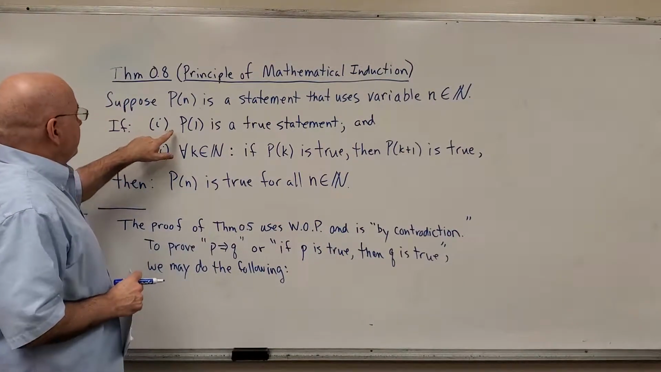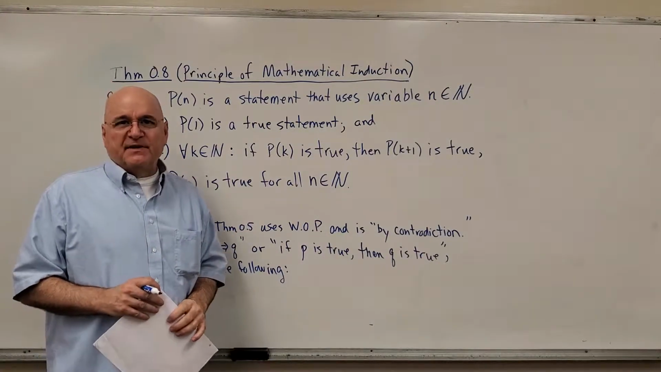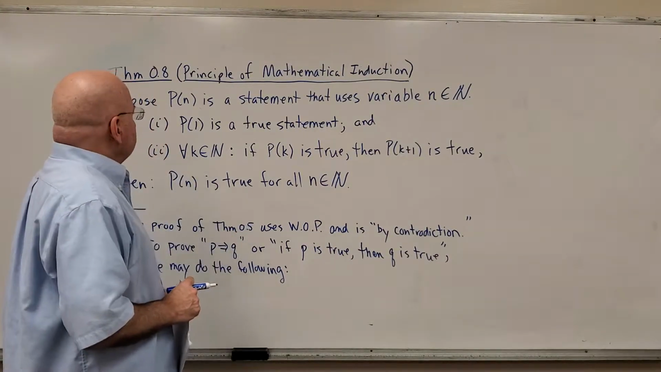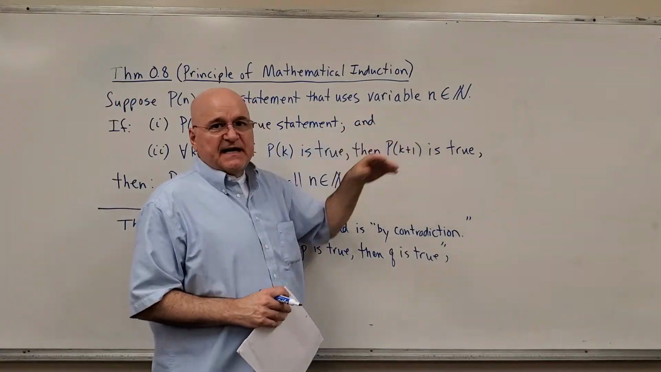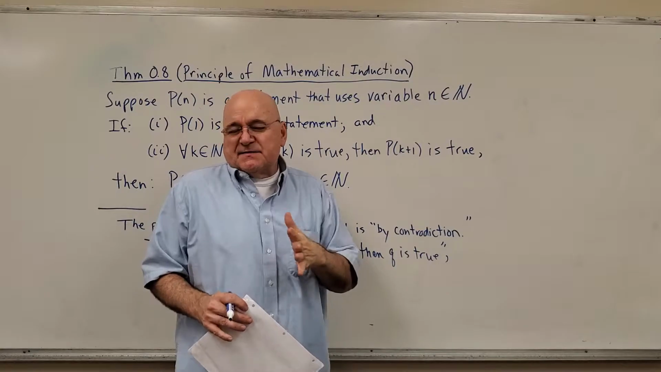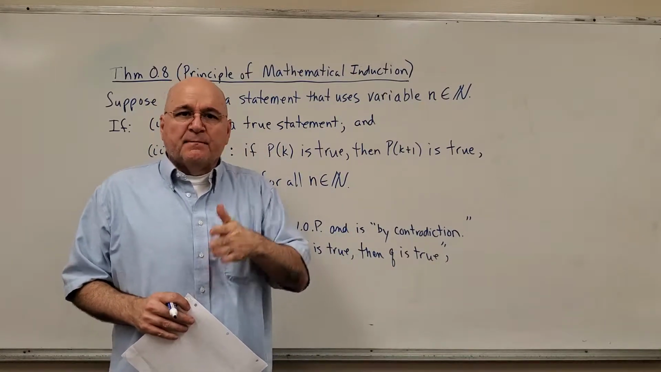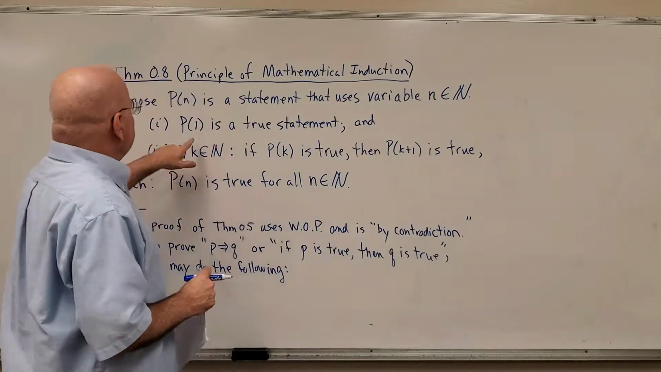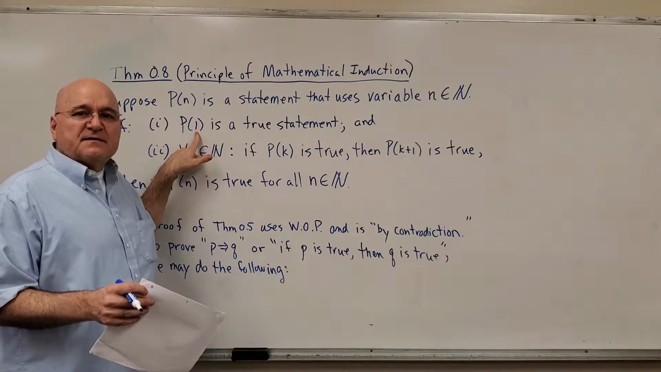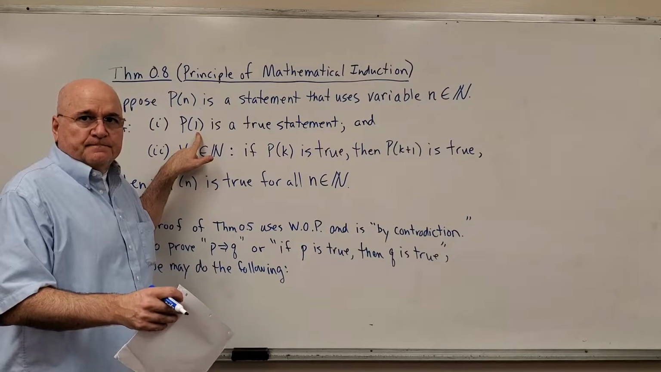This part 1 is frequently called the base case. And I'll mention this later, but it's possible that your Pn, which is your infinite number of statements, P1, P2, P3, is not true for P1, but only true for P2 and P3 and on. In that case, P1 would not be your base case, it would be P2.